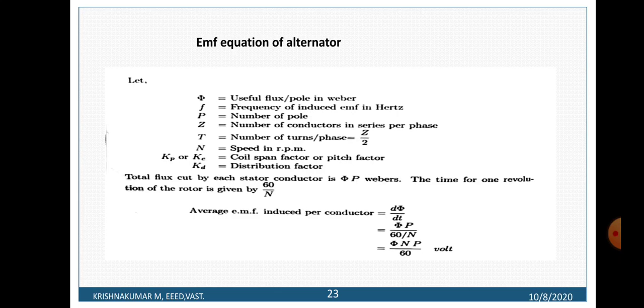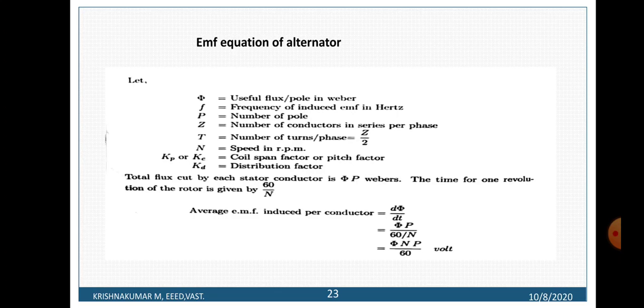N is equal to speed in RPM. Kp or Kc is equal to coil span factor or pitch factor. Kd is equal to distribution factor. Total flux cut by each stator conductor is phi P Weber.